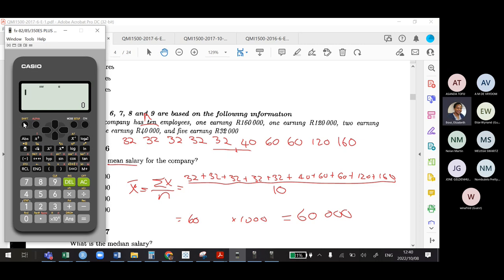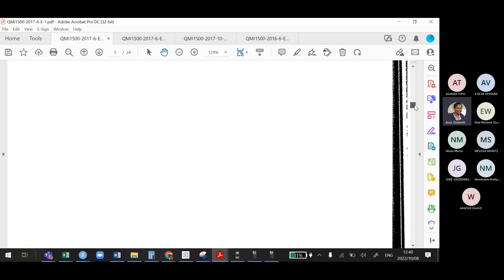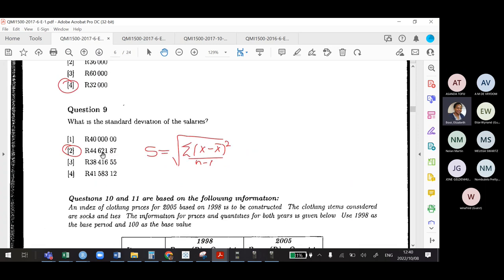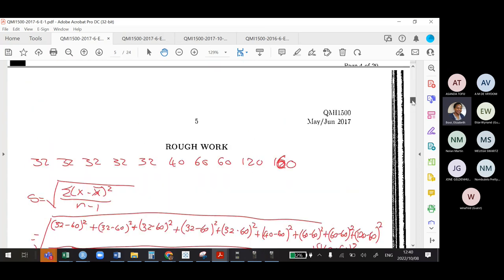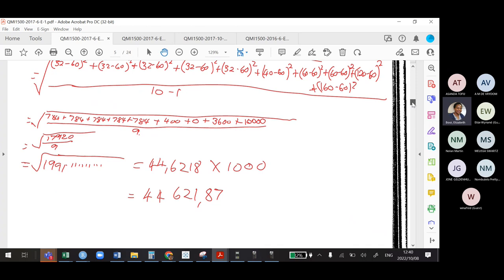So let's go and find the standard deviation. So we press 4. And the standard deviation is on button number 4. This one is for the population, but we deal with the sample. So we use 4 for SX, for the standard deviation. So we're going to press button number 4 and we're going to press equal, and there is our answer. If I scroll to the standard deviation, we did find that the standard deviation is 44,621.86. So instead of calculating this whole big formula, you can just rely on using your calculator. It will give you the same answer.